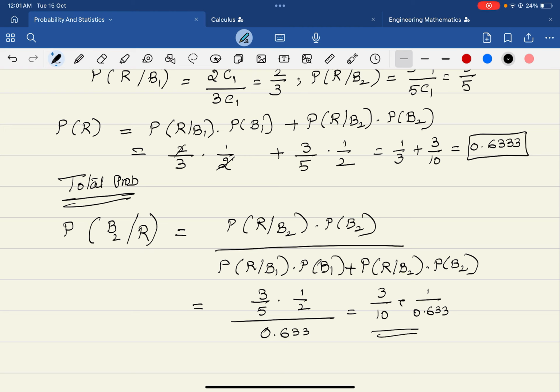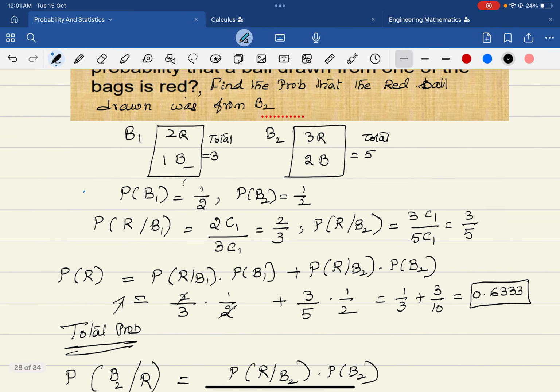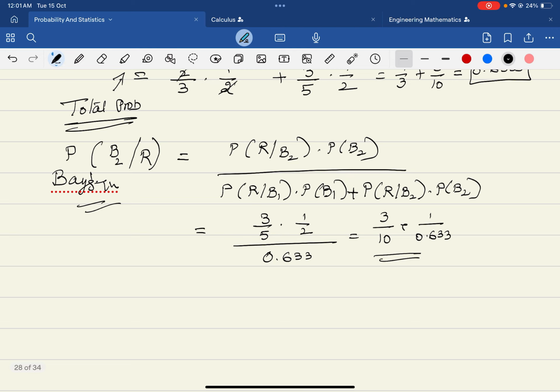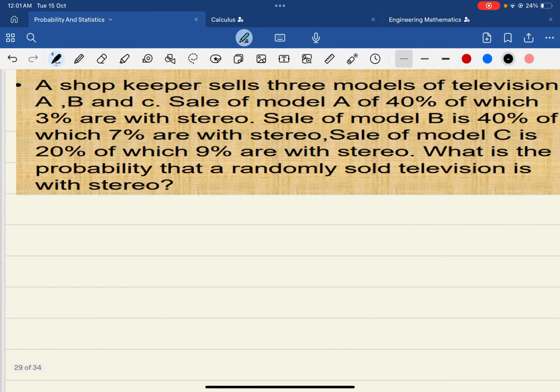So this is the way to understand where you have to use Bayes. This is Bayes theorem. Understood? If it is asked only for the red ball, meaning either this or this, it is total probability. Or if you want to find the probability that the drawn ball was red and that it is from B2, find the probability that the red ball drawn was from B2, this is the Bayes theorem. I hope you could understand the difference between total probability and the Bayes theorem.